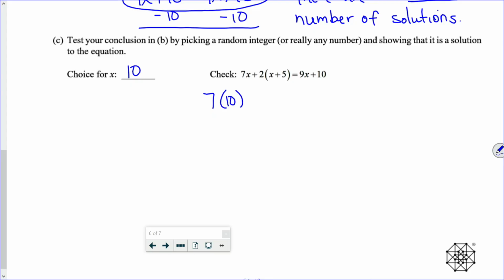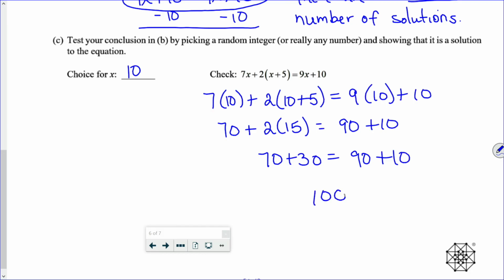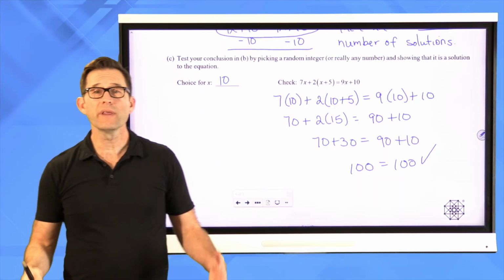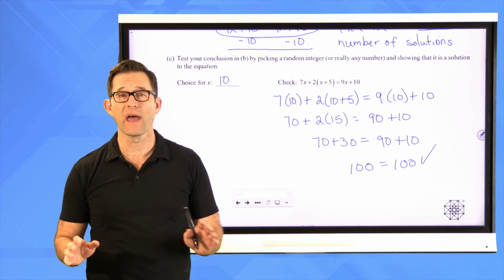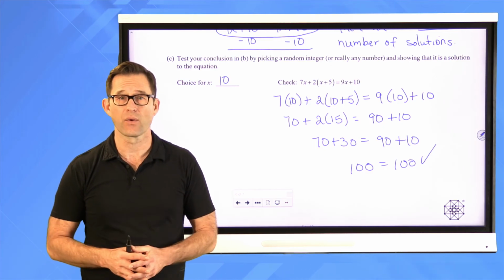So I get 7 times 10 plus 2 times 10 plus 5 equals 9 times 10 plus 10. So 7 times 10 is 70, and I've got 2 times 10 plus 5, which is 25. 9 times 10 is 90 plus 10. I get 70 plus 30 is equal to 90 plus 10, and that's 100 equals 100. It's really amazing that we can have equations where every value of x is a solution to that equation.